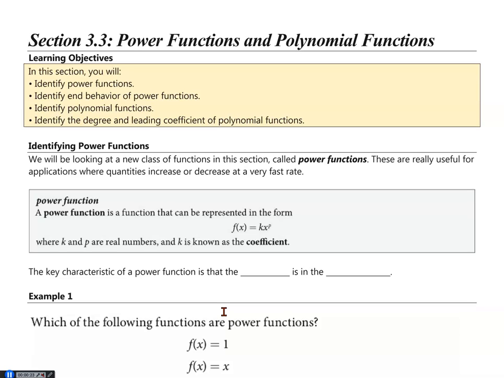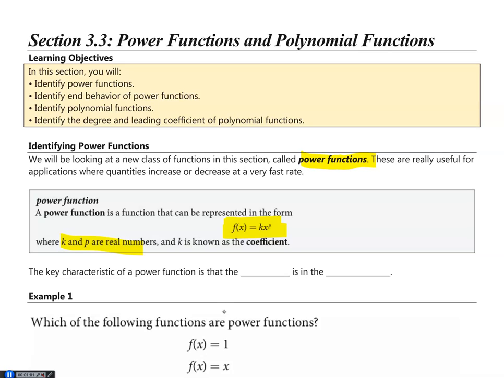We will be looking at a new class of functions in this section, and we call them power functions. These are really useful for applications where quantities increase or decrease at a very fast rate. So what is a power function? It is a function that can be represented in the form f(x) = kx^p, where k and p are real numbers and k is known as the coefficient. And if you notice, our power function is only a single term.